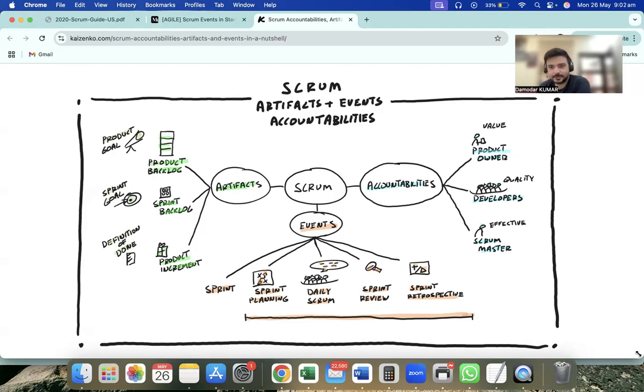So we will be exploring the essential Scrum artifacts. Today we will be exploring Scrum artifacts and the commitments which go with them. These are the commitments we will be talking about, and these are the Scrum artifacts.